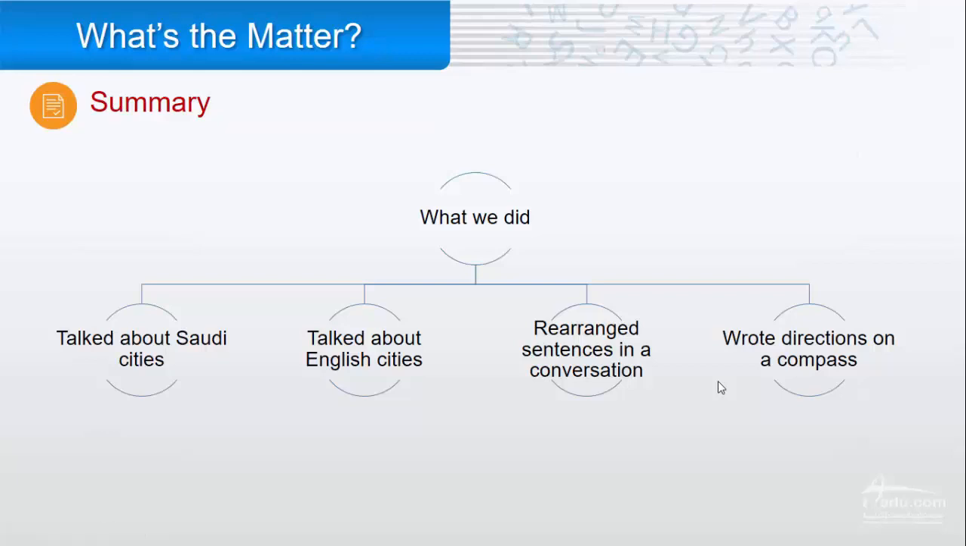What did we do? We talked about Saudi cities. We talked about English cities. We rearranged the sentences in a conversation, and we wrote the directions on a compass.